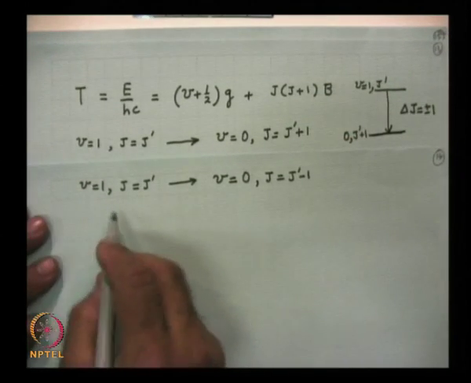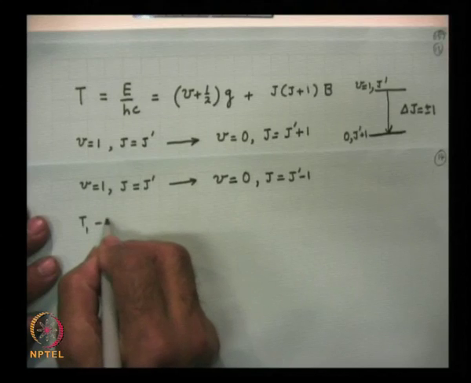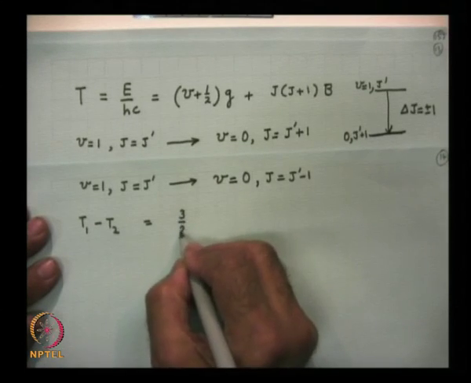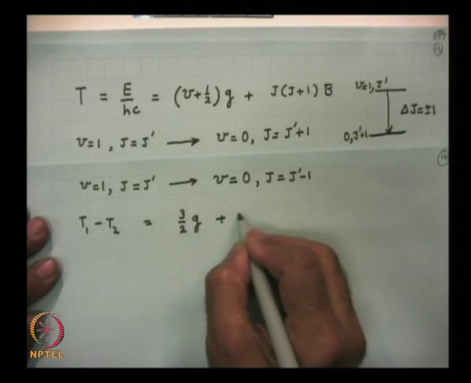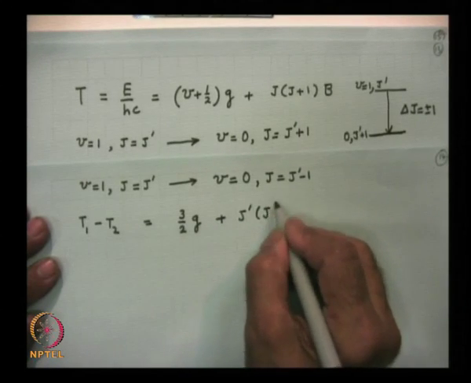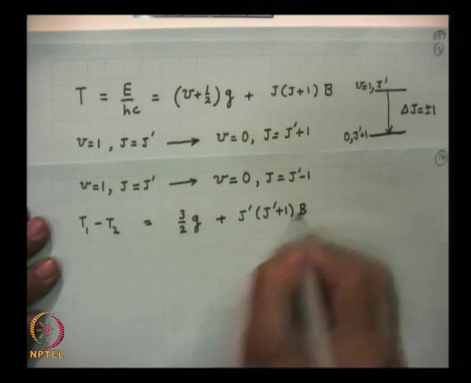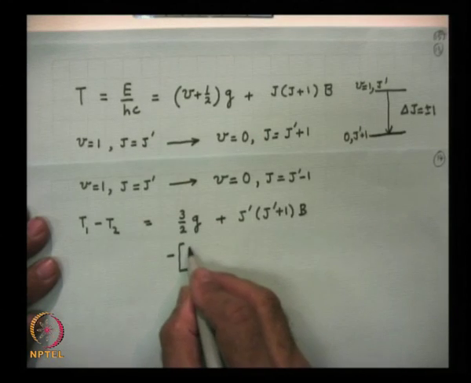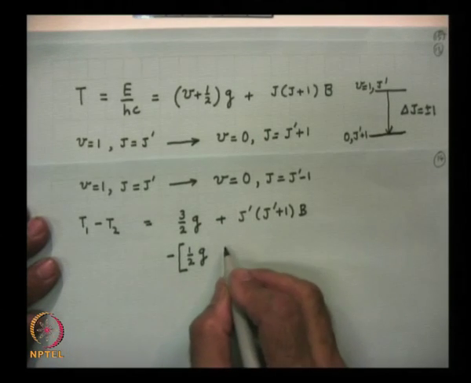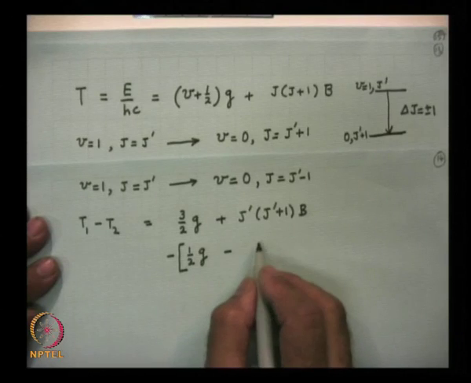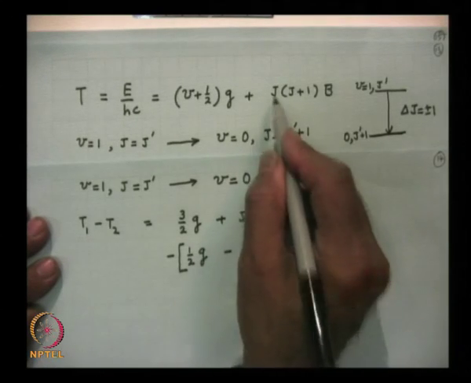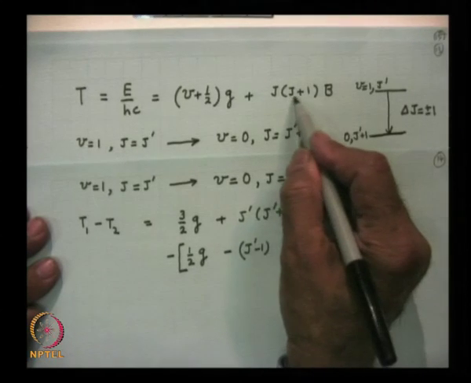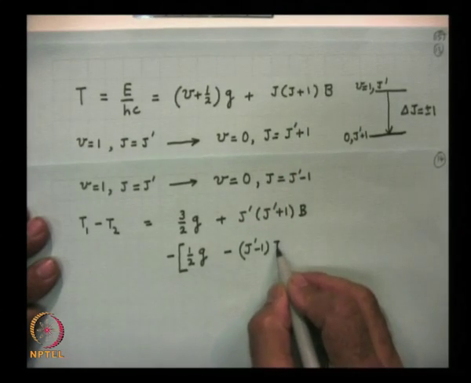So, if I do that, then T 1 minus T 2 will be again 3 by 2 G plus J prime into J prime plus 1 B, minus, and then V is equal to 0, so half G and minus, so J prime minus 1 into J prime minus 1 plus 1, that is J prime.